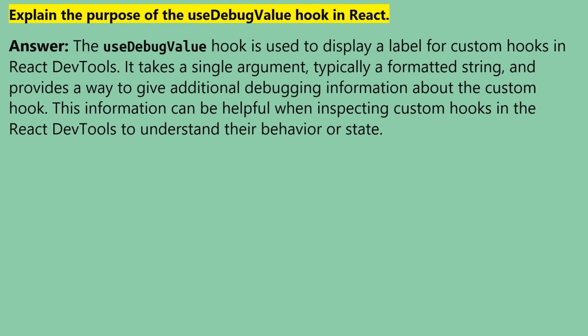Explain the purpose of the useDebugValue hook in React. Answer: The useDebugValue hook is used to display a label for custom hooks in React DevTools. It takes a single argument, typically a formatted string, and provides a way to give additional debugging information about the custom hook. This information can be helpful when inspecting custom hooks in the React DevTools to understand their behavior or state.